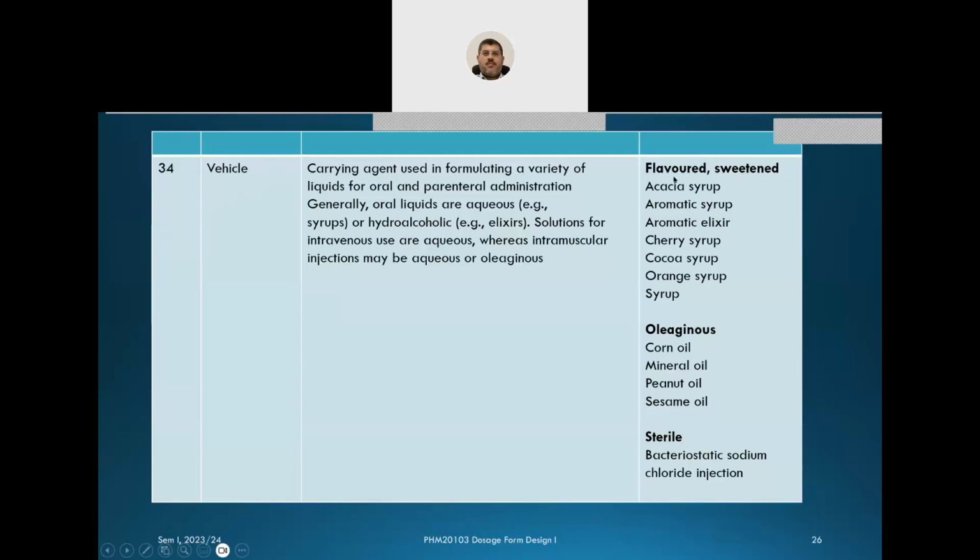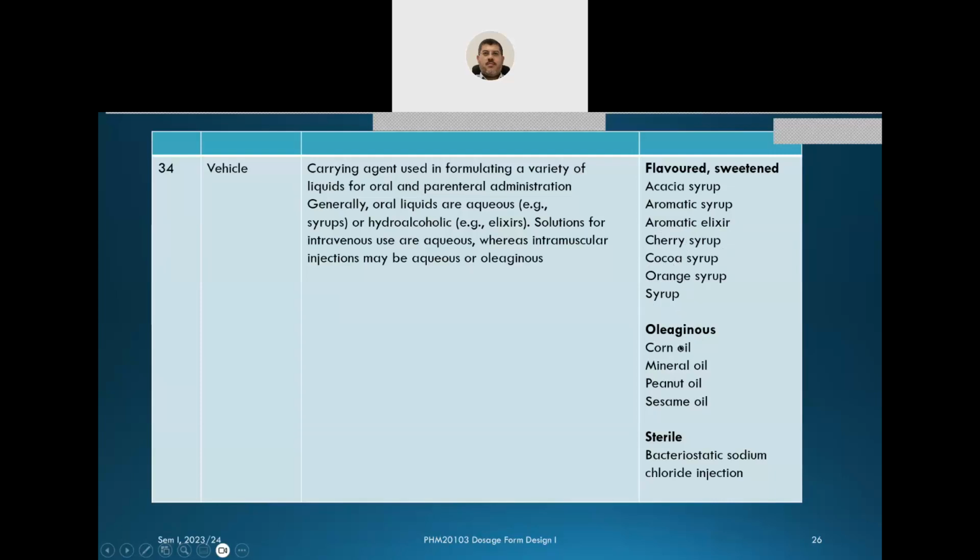It can be a flavored vehicle or sweetened, like acacia syrup. Always when we say syrup, it means there is sugar. When you say elixir, then there is alcohol. Acacia syrup contains acacia, which is a thickening agent, suspending agent. Aromatic syrup has an aromatic flavor. Aromatic elixir means an elixir that has aromatic flavor as well. Sherry syrup is syrup flavored with sherry flavor. Cocoa syrup with cocoa flavor. Orange syrup with orange flavor. If we just say syrup, then it is a plain syrup: sucrose in water.